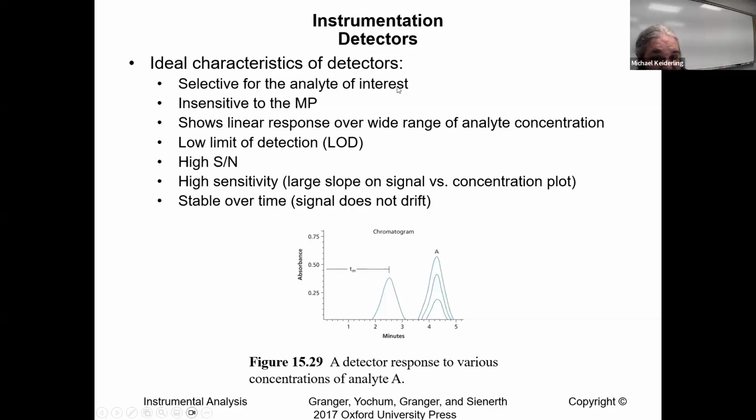So the ideal characteristic for a detector is that it's selective for the analyte of interest. It's insensitive to the mobile phase. It shows a linear response over a wide range of analyte concentrations, has a low limit of detection, high signal to noise. It's highly sensitive. It has a large slope on signal versus concentration plot, and it's stable over time. It doesn't drift.